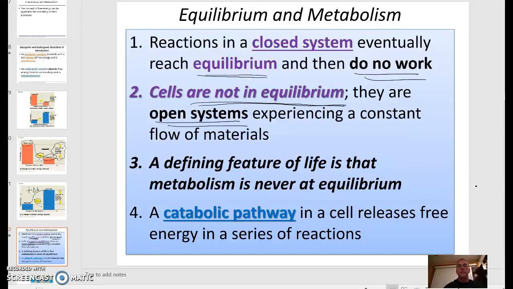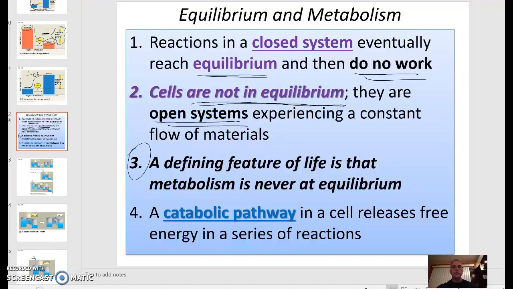Open systems are constantly involved in a flow of materials. So you're going to have energy that's coming into a system, and you're going to have byproducts leaving the system. And you can't really point to any time in a living organism's life where it doesn't need energy to come into that system. So we have this constant flow of energy, and that's because of the disequilibrium that we find. And that really is, as point number 3 says, a defining feature of metabolism and a defining feature of life that we never really reach equilibrium.